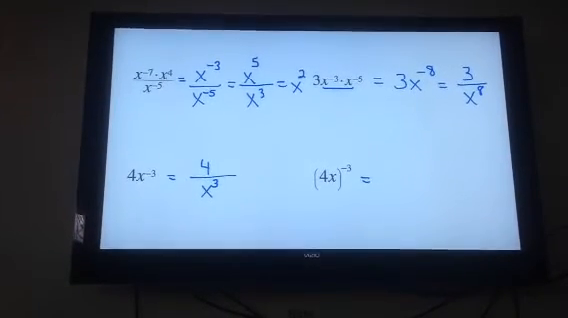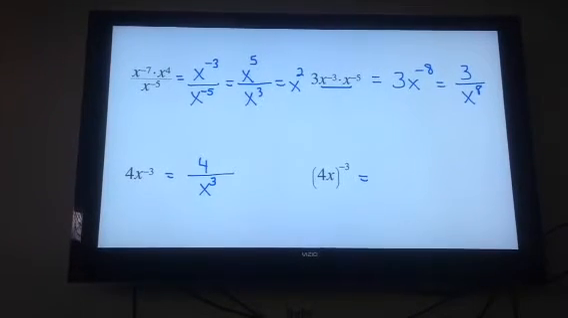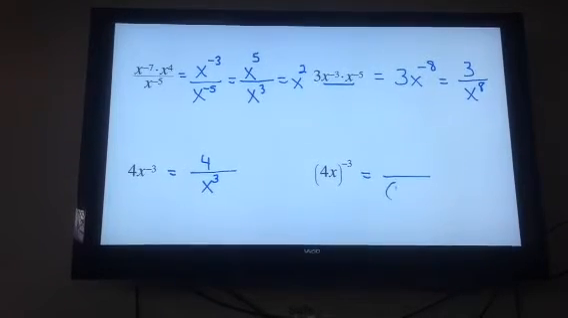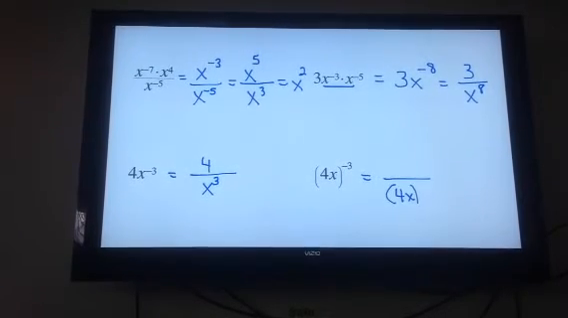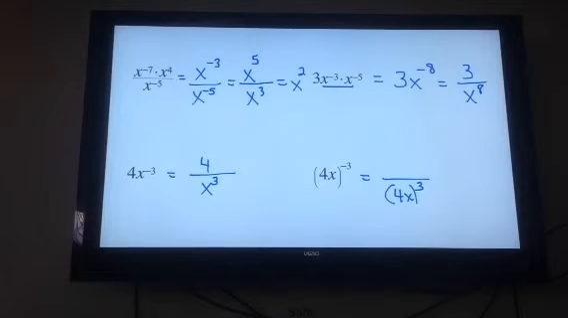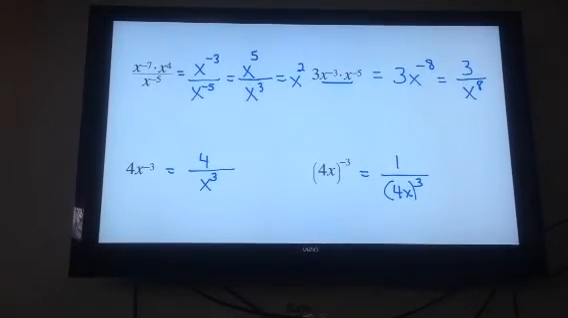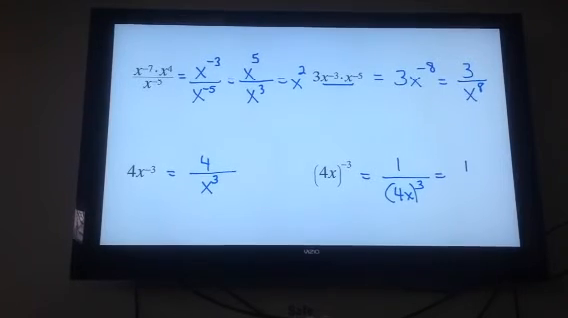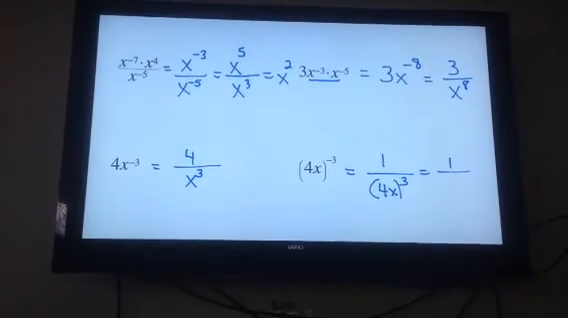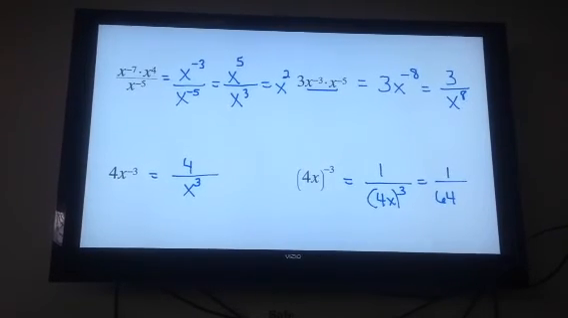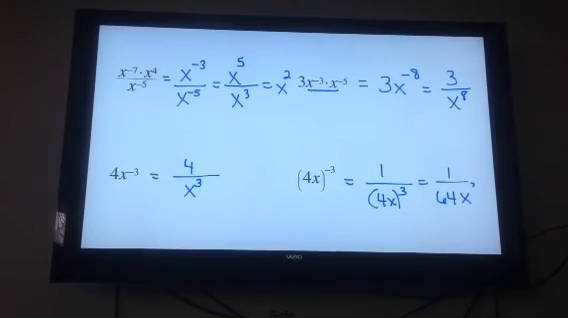Which differs from this next one that looks very similar. But here I have parentheses, which means the whole thing moves down and becomes positive 3. So I have an understood 1. And then I simplify that. 4 to the 3rd power is 64. And then x to the 3rd power. 1 times 3.